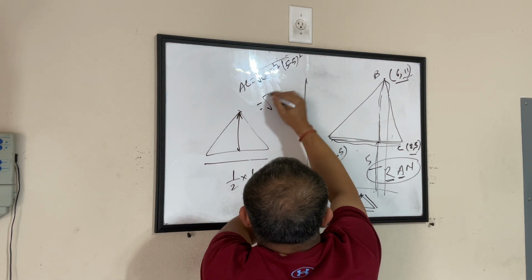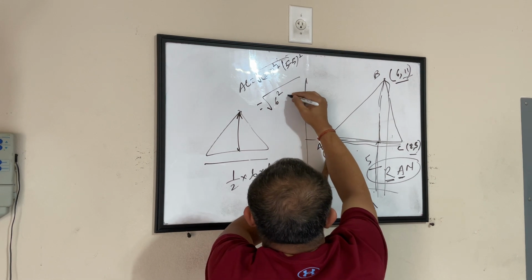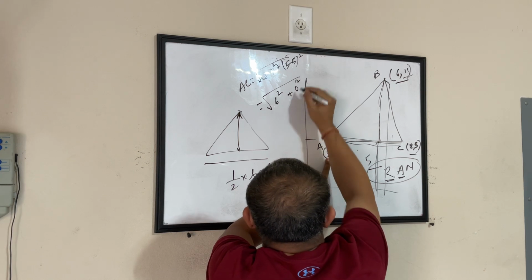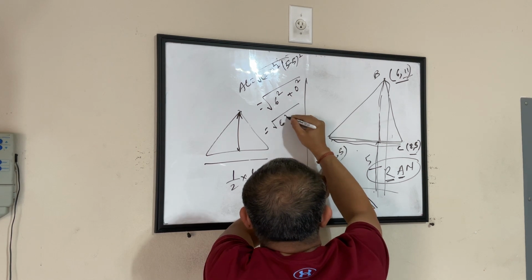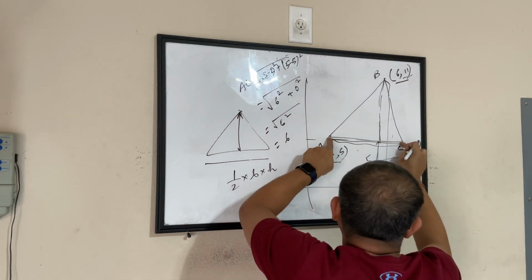This gave me 8 minus 2 is square, 6 square. Plus 5 minus 5, 0 square is 0. So square root of 6 square, which is nothing but 6. I got this length is 6.